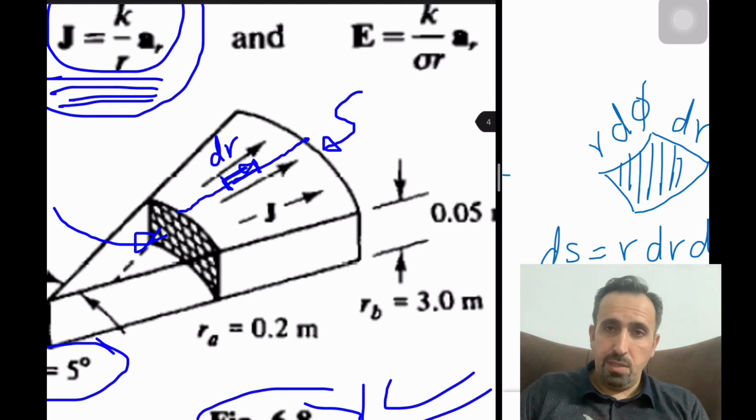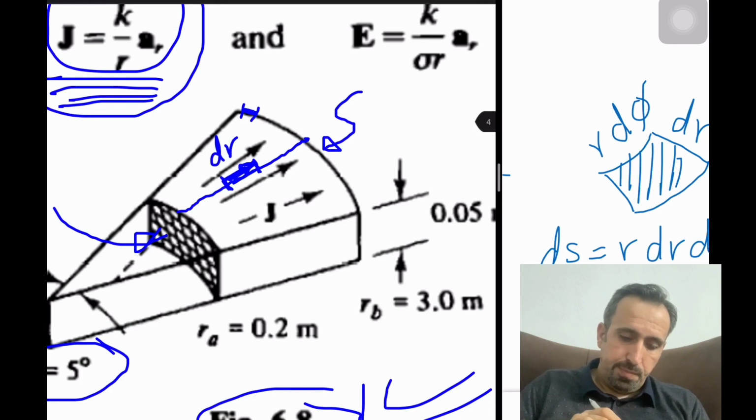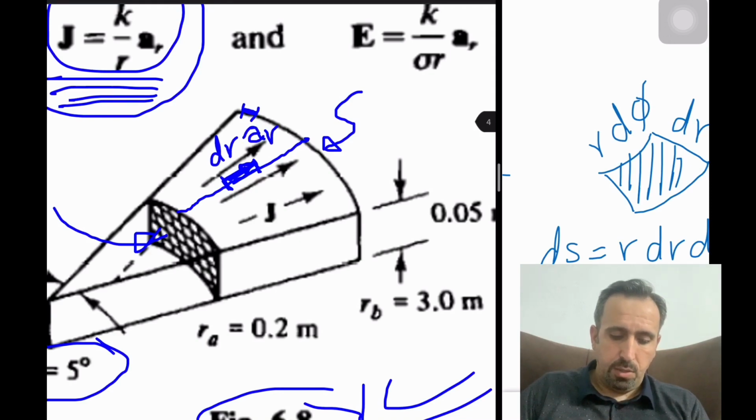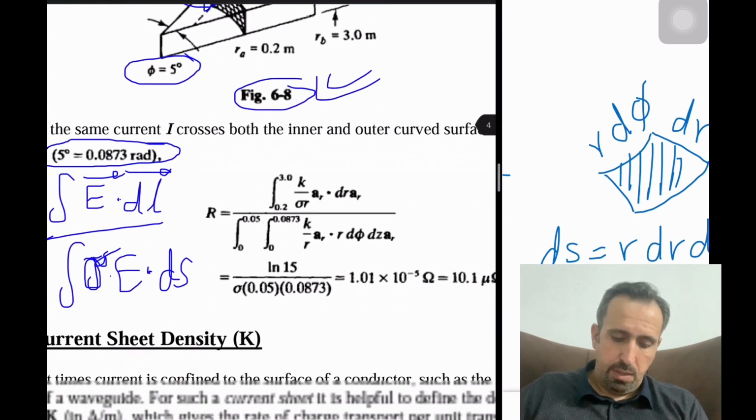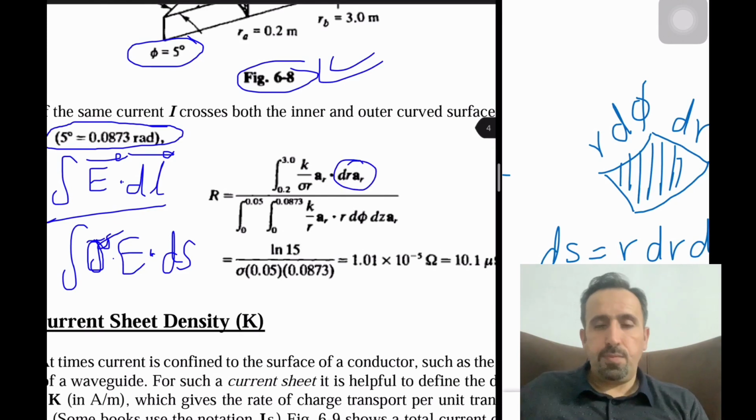And even it is not r d phi. Why? Because r d phi is if you want to take a piece of an arc. But here this one is dr, and this dr will be in which direction? It will be in the a_r direction. So this will be the equation of this piece of length.